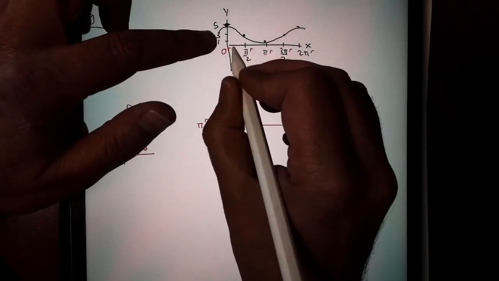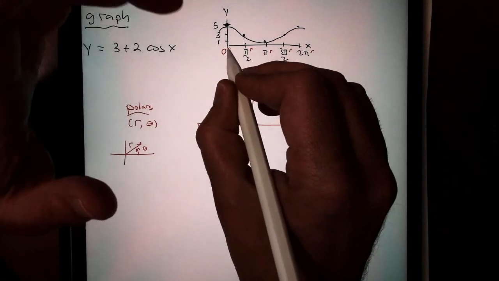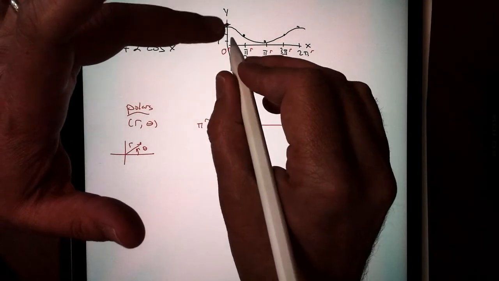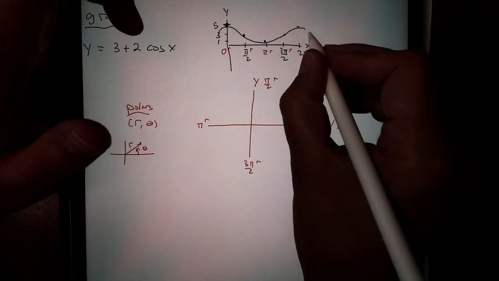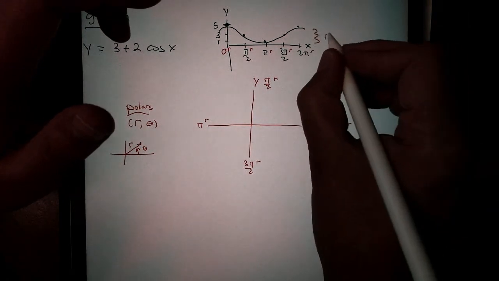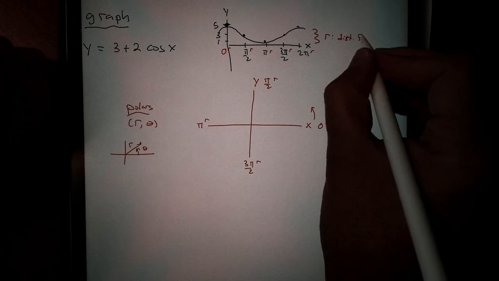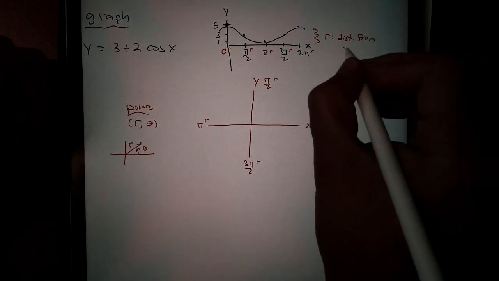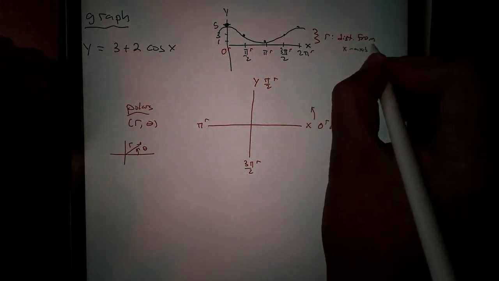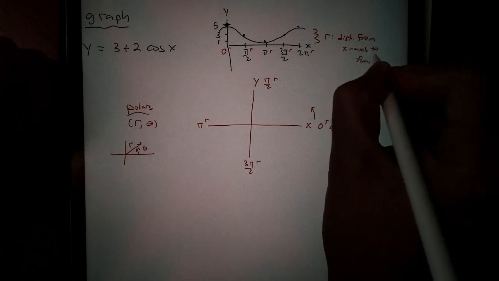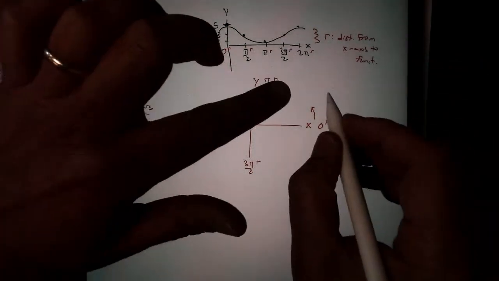What does the y value represent? Well, the y value is the distance. How far away are we from the x-axis? So we can think of this as the radius, r, which is the distance from the x-axis to the function itself, to the curve. Okay? So that's going to be our radius.